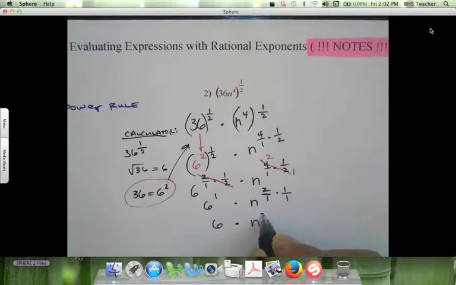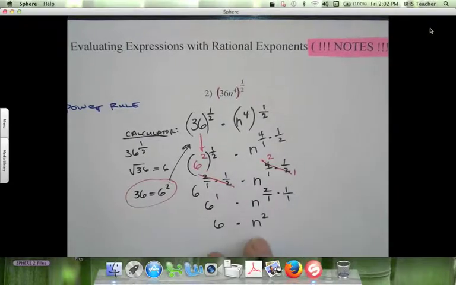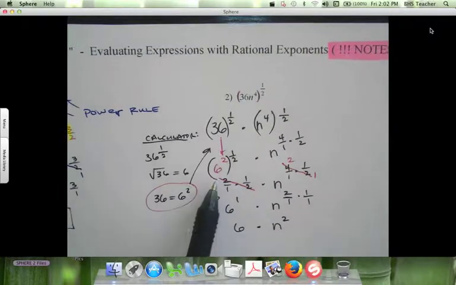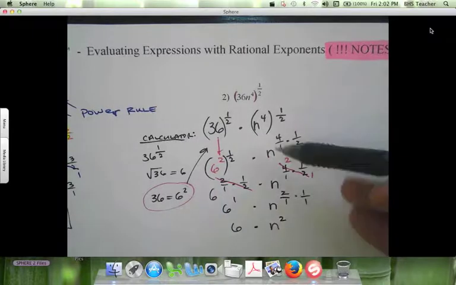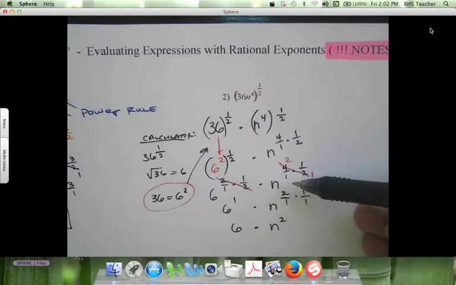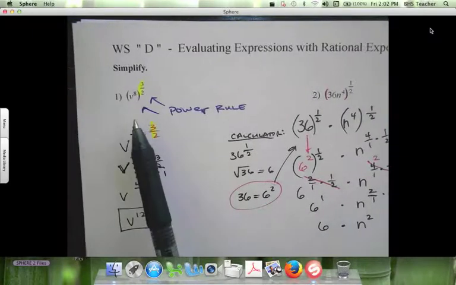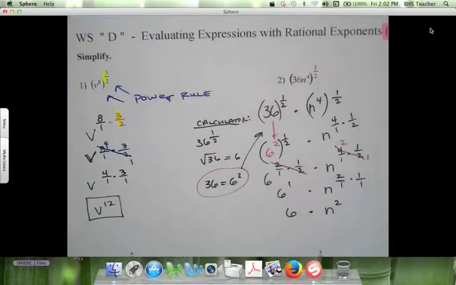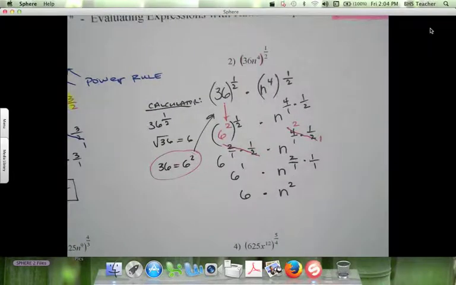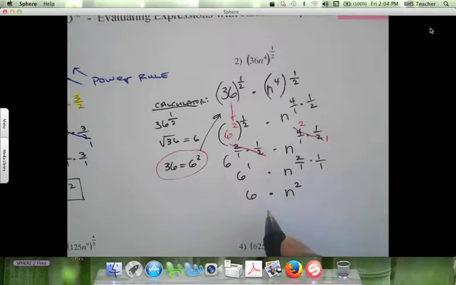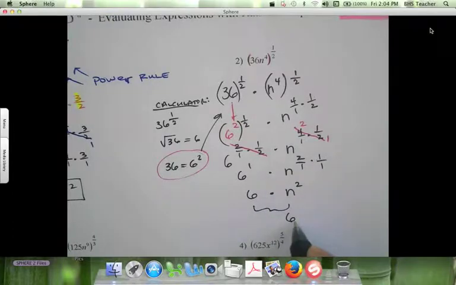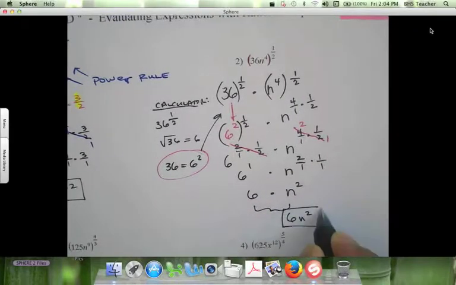So it's like two separate parts happening. You work with the number the way we learned how to simplify the number. You work with the variable like I reviewed here and we did back in worksheet A. And then in the end, you just bring those two pieces together. And the answer is 6n squared. All right.